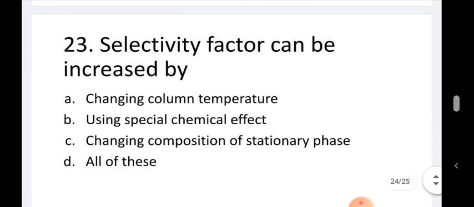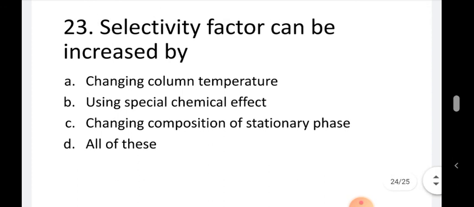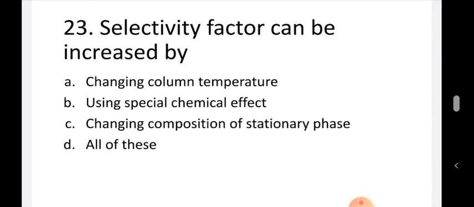The last question: selectivity factor can be increased by changing the column temperature, using special chemical effects, changing composition of the stationary phase, or all of these. Well, all these three things can be used to increase the selectivity factor alpha. So the answer is D.